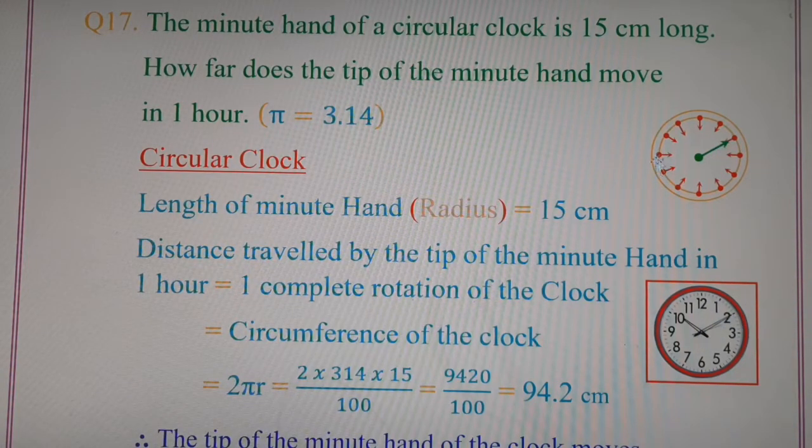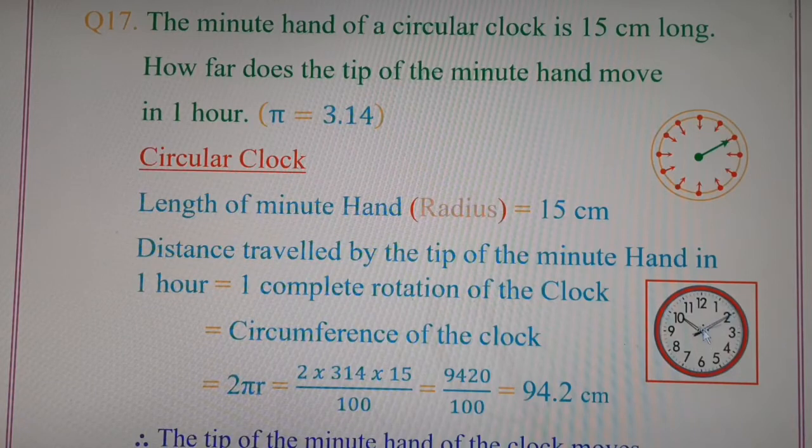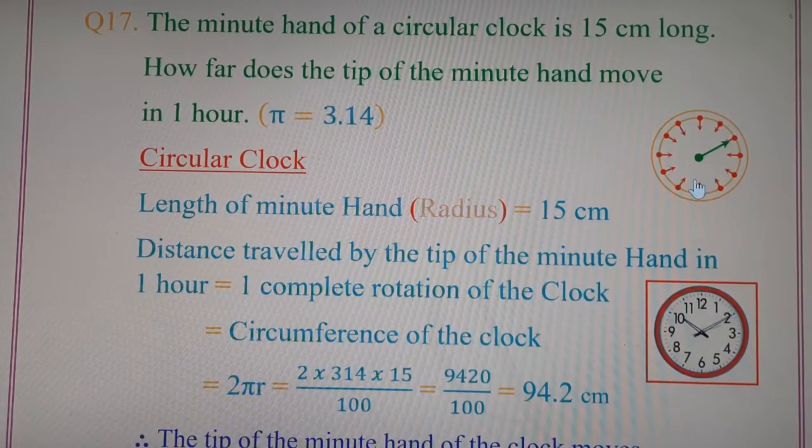In the diagram here I have drawn the symbol of a clock where the minute hand is represented by the green arrow, and we can take it as the radius of the circle. So the radius of the circle is 15 centimeter because the length of the needle is 15 centimeter. Which needle? The hour hand or the minute hand? The minute hand. The minute hand is the longer hand, and that is 15 centimeter. From the center point to the outer point, that distance will become the radius of the circle. So the green arrow represents the minute hand of the clock or the radius of the circle.